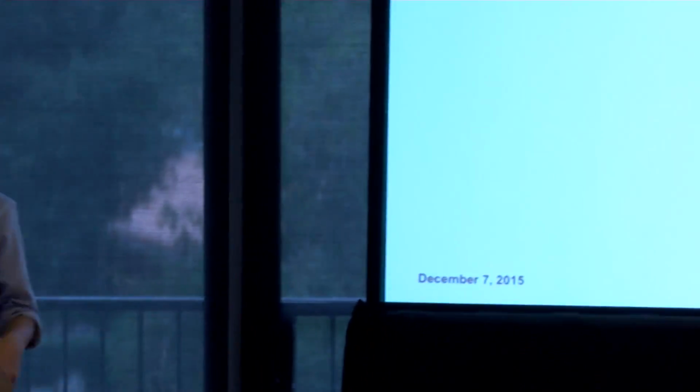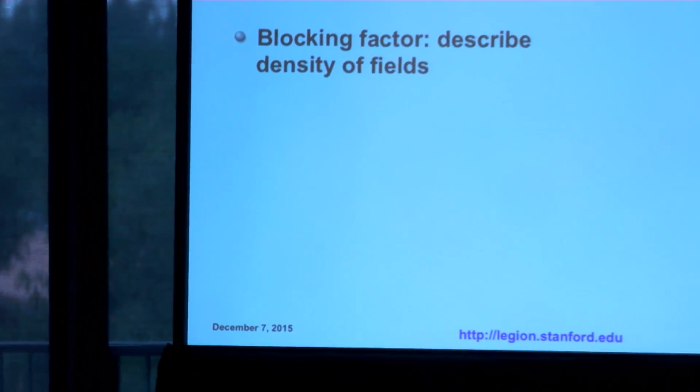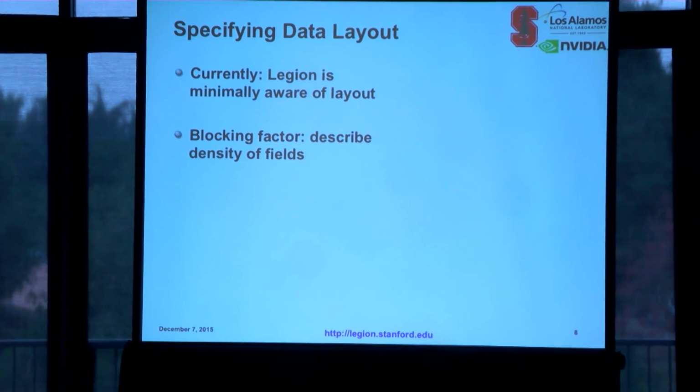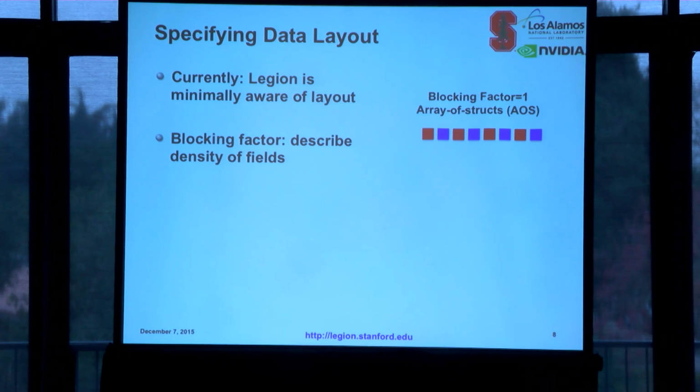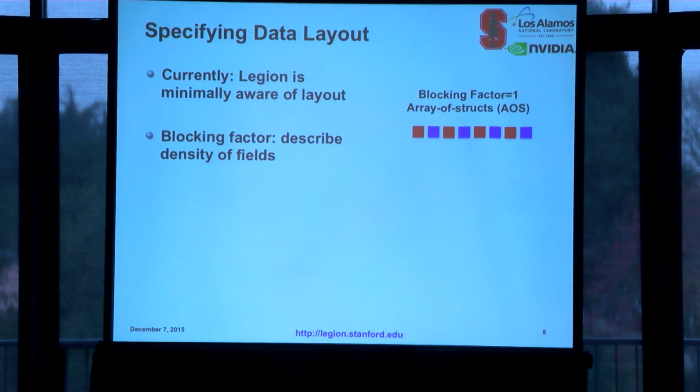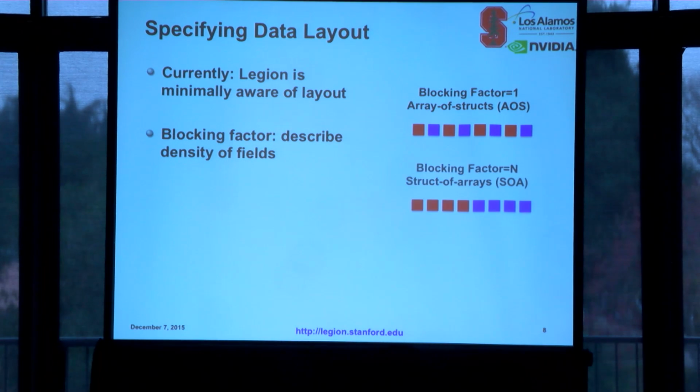Okay, so another side effect of having instance names in the mapping API is that we now have a way for mappers to do a much better description of data layout. Legion is minimally aware of data layout today, but we want to make it much more accessible to people writing mappers. Today we have this thing called blocking factor, which allows you to say how different fields inside of a region get laid out. So you can do array of structs, which is effectively blocking factor equals 1: one of field A, one of field B, one of field A, one of field B. You can also do SOA, where you do all the fields of A and then all the fields of B.